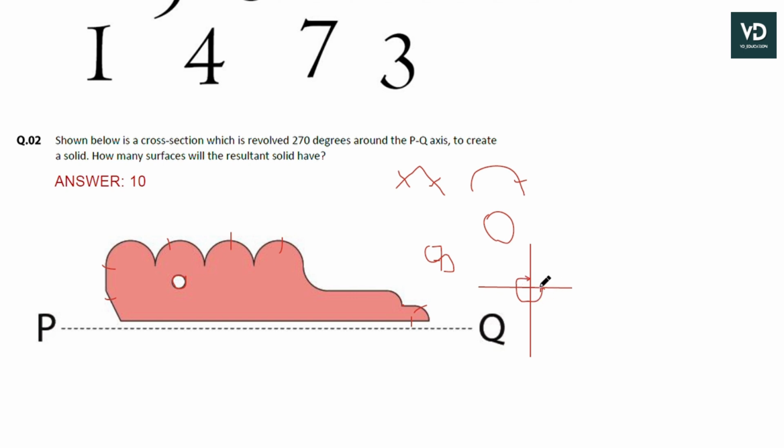So there will be one surface here and this will be one surface. Okay, so this will be 9th one and this will be 10th one. Okay, so total number will be 10 only.